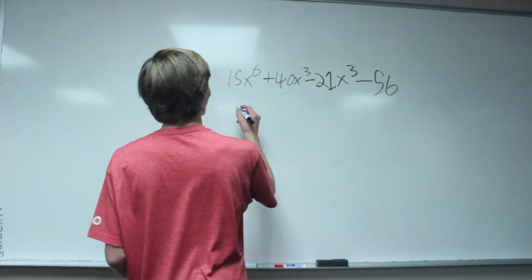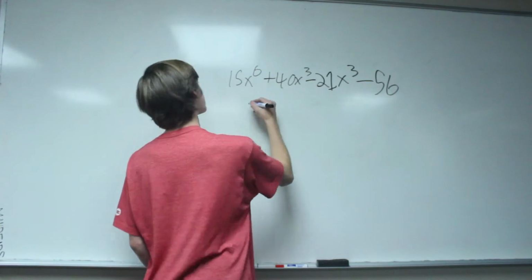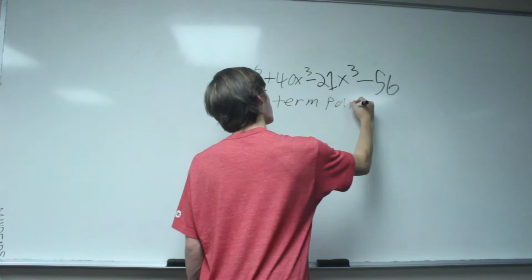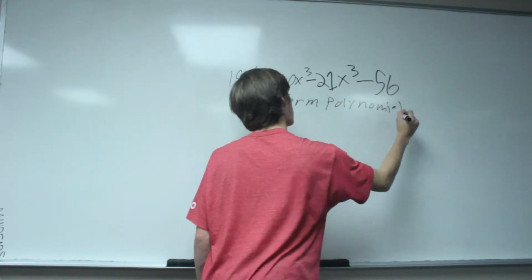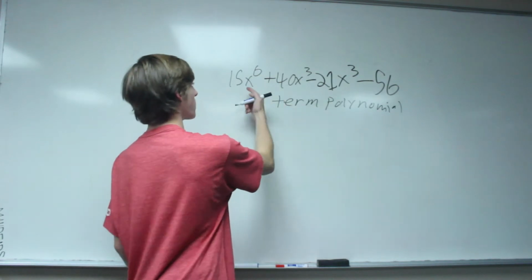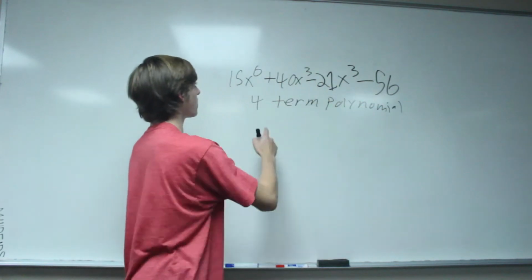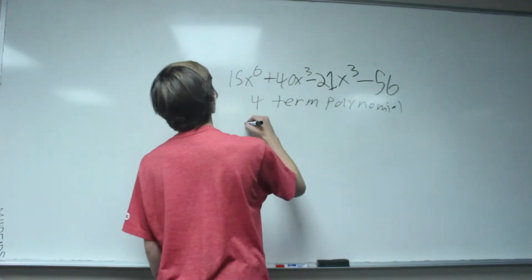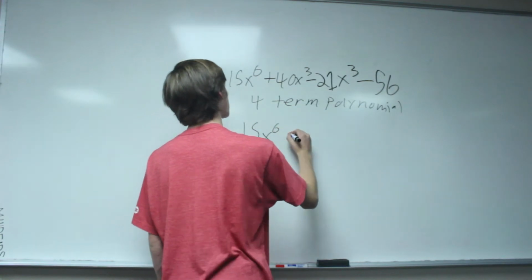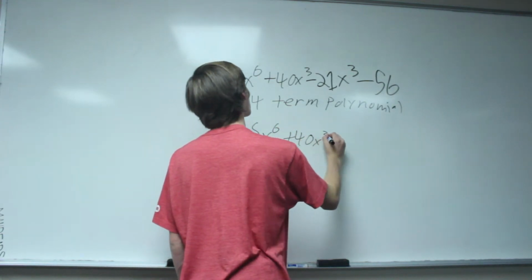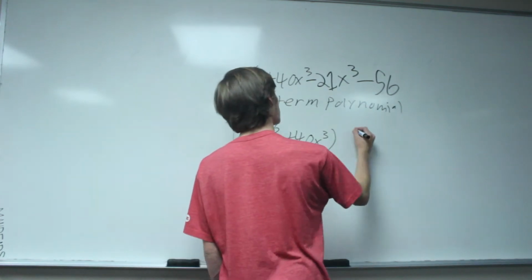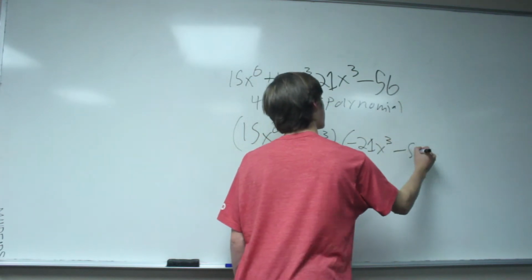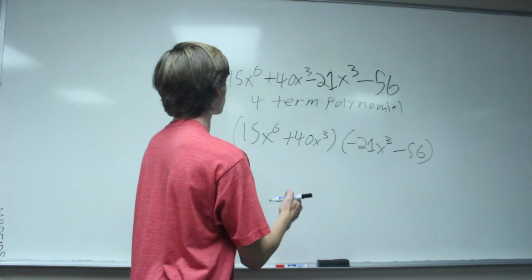All right, so now that we have all this going on, we are going to group these by finding out which ones have a common factor. So now 15x to the 6th and 40x cubed have a common factor of 5x cubed. So we'll group them together. And negative 21x cubed minus 56 has a common factor of negative 7. So we'll group them together and write them like 15x to the 6th plus 40x cubed in parentheses and negative 21x cubed minus 56 in parentheses.